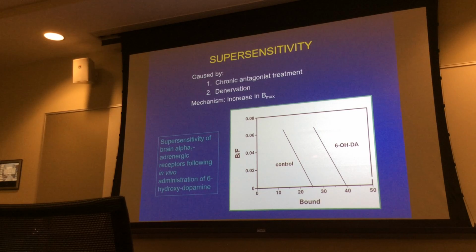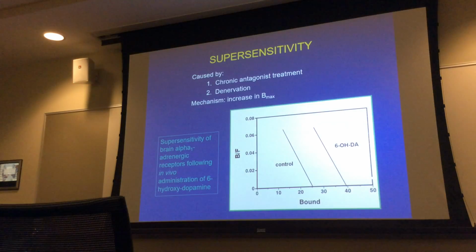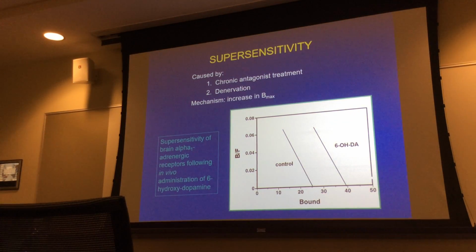Once again, there's no change in the slope, so there's no change in the affinity of these alpha-1 adrenergic receptors for drugs, but there is an increase in the Bmax, an increase in the number of receptors, and that is a classical example of receptor supersensitivity. This is a physiological and clinically relevant phenomenon. Anytime you have a lesion of any kind of pathway in the brain, you'll get this kind of phenomenon happening.